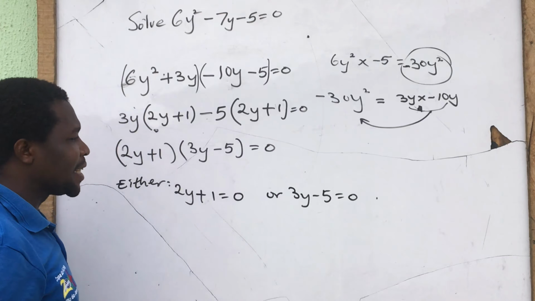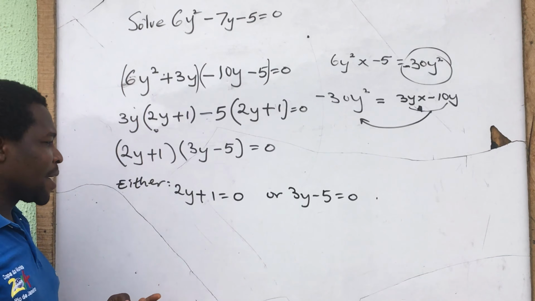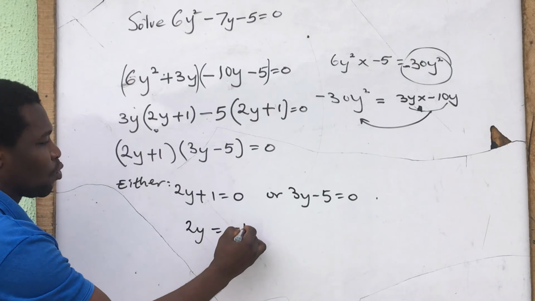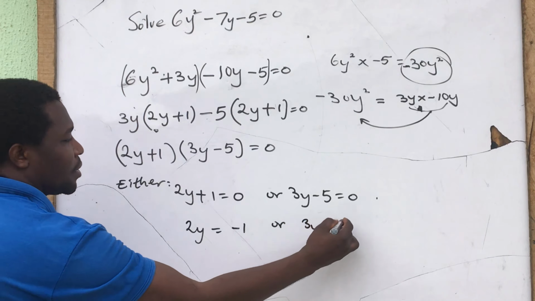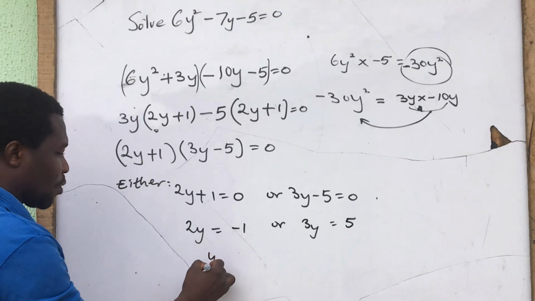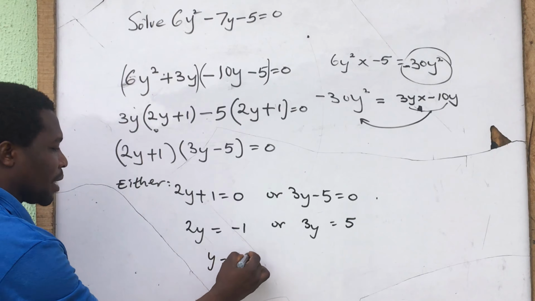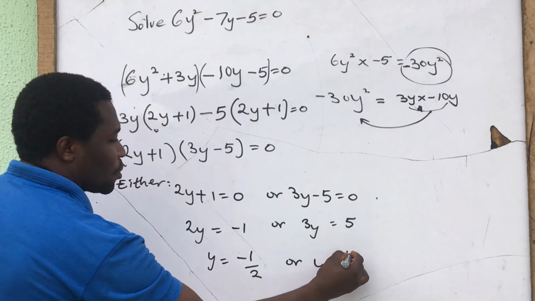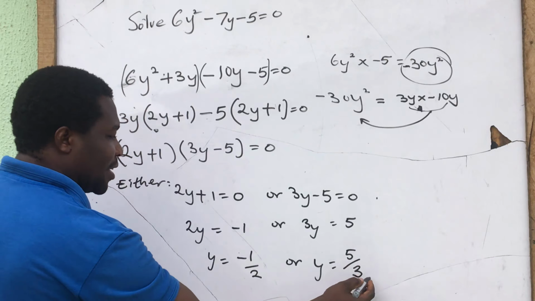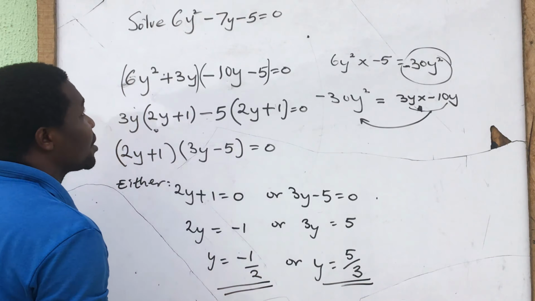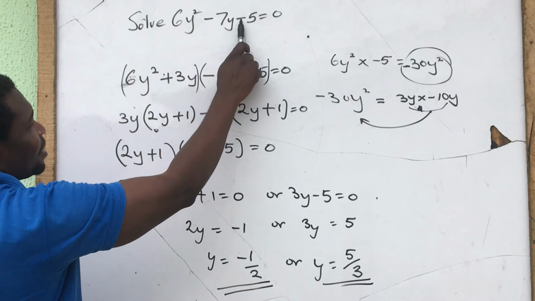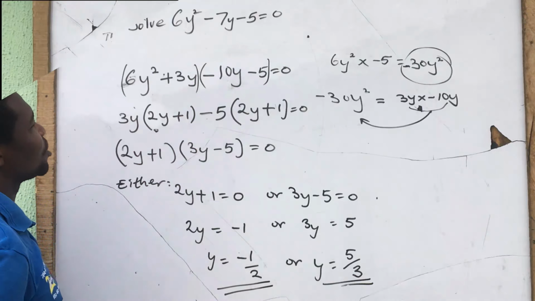The next step is to make y the subject of the formula. From here I can see 2y equals minus 1 or 3y equals 5. So y equals minus 1 over 2 or y equals 5 over 3. These are the roots of this quadratic equation, 6y squared minus 7y minus 5 equal to 0. These are the roots of the equation, or the zeros of this equation.